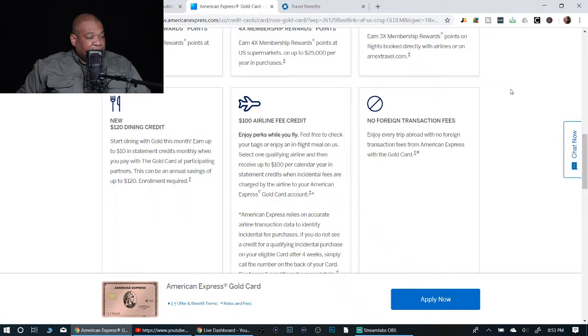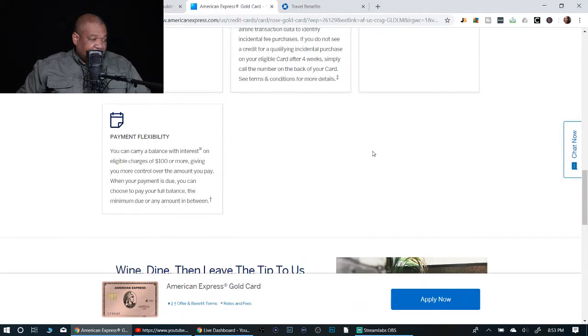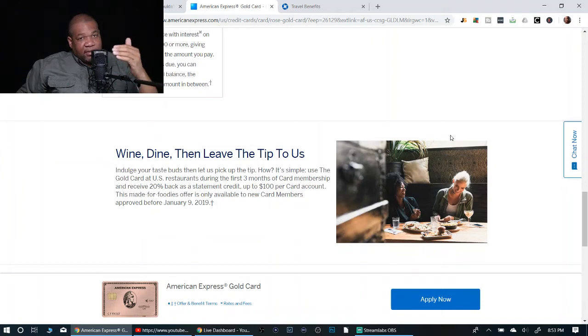Let's look at a few more things, see if they have anything else here. So you have the payment flexibility, and we kind of talked about this last week. So you have flexibility as far as payment. It's more like a credit card, and they're kind of going to that because this is a charge card, but they're making it more like a credit card to give you a little bit more flexibility. So it kind of competes with some of the other cards.